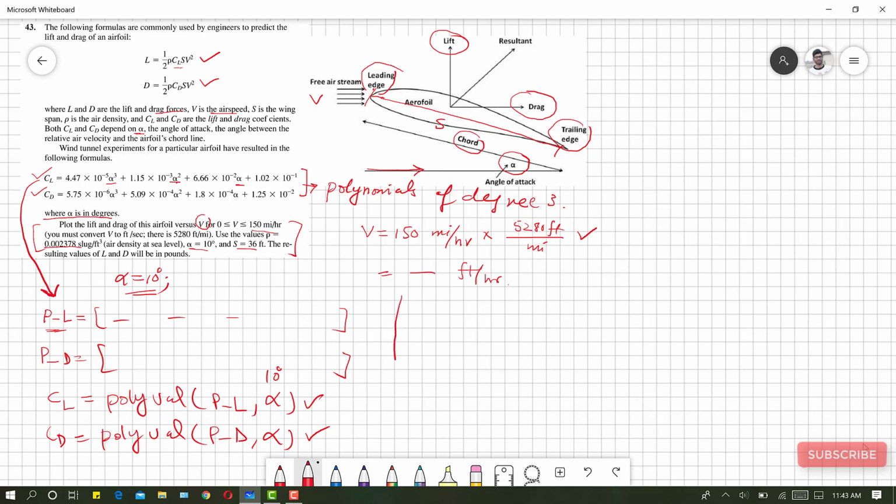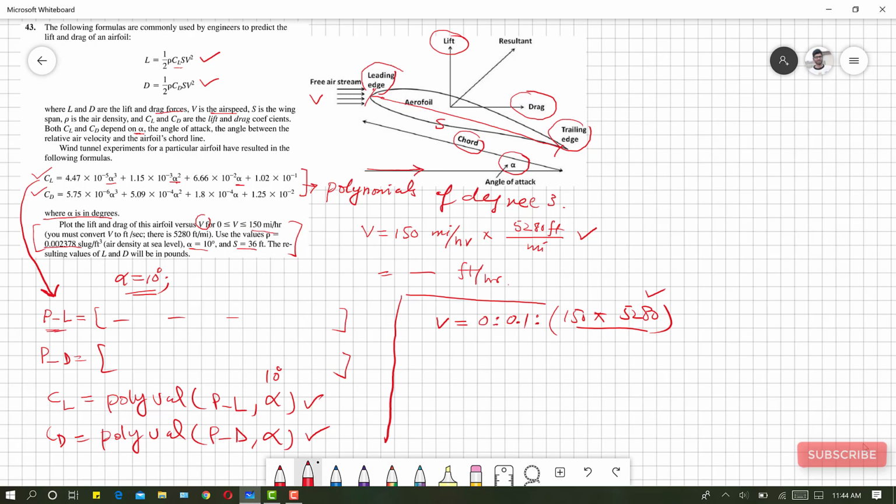So when we execute this, we need to then find the lift and drag. We need to plot the lift and drag versus velocity. So after this we will define a row vector for V. I will write this, and let me decide a spacing of 0.1. And then I will write here 150 into 5280. So this will convert the 150 velocity into feet per hour.